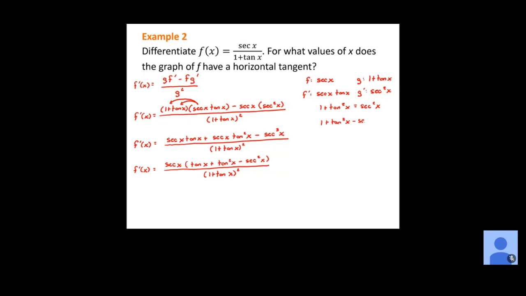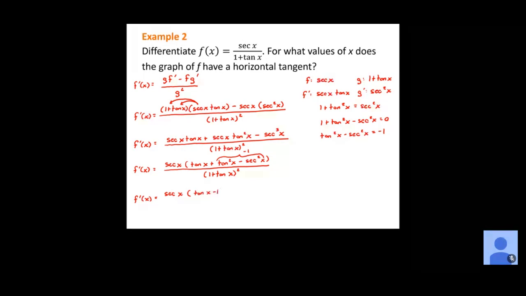That's tangent squared minus secant squared. And now I can move the 1 back over to the other side. So tangent squared x minus secant squared x is actually equal to -1 now. So in place of all of this, I can just replace that with a -1. So now my derivative just becomes f prime of x equals secant x times tangent x minus 1, all over 1 plus tangent x, all squared.